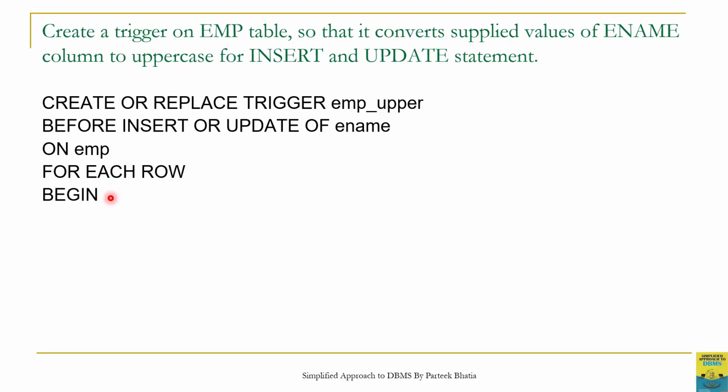In begin section we have to write the trigger action, and as discussed it is very simple. We just have to convert :new.ename to uppercase and assign this value to :new.ename, so that the values of these enames are converted to uppercase before actually performing insert or update operation on imp table. This is the end of this trigger.